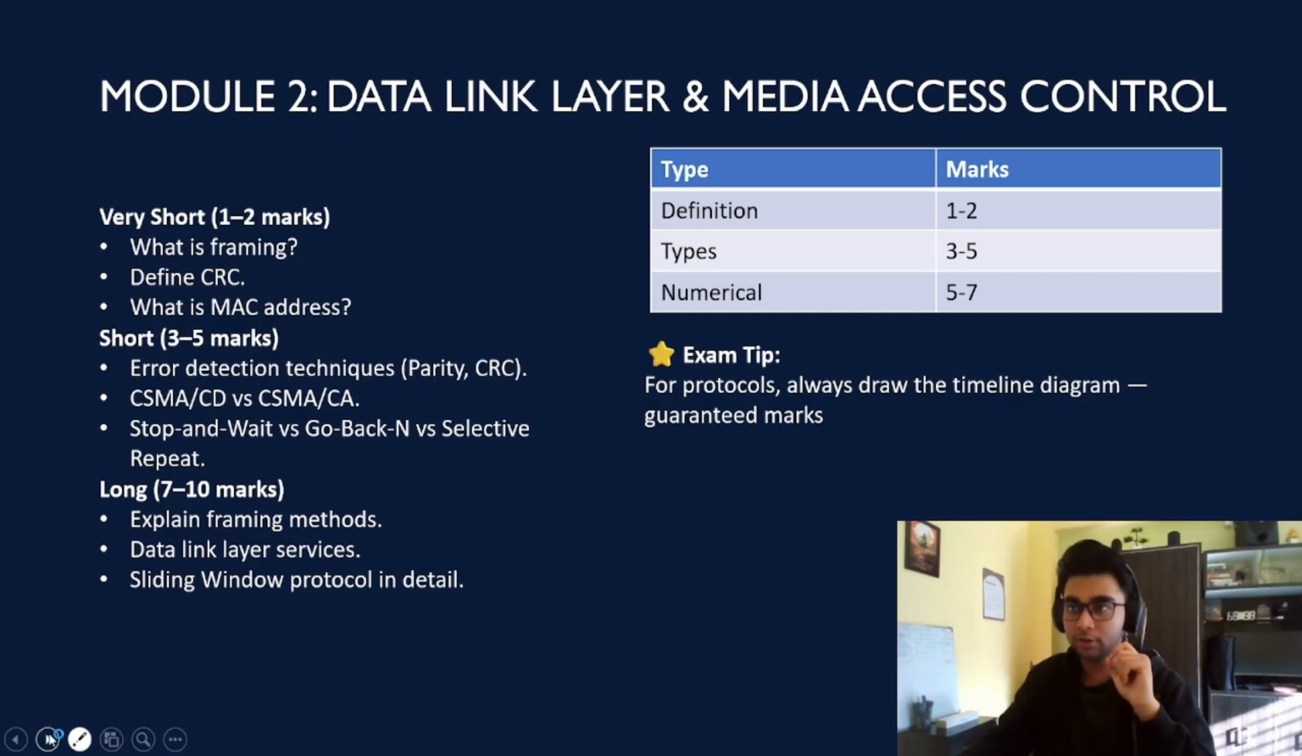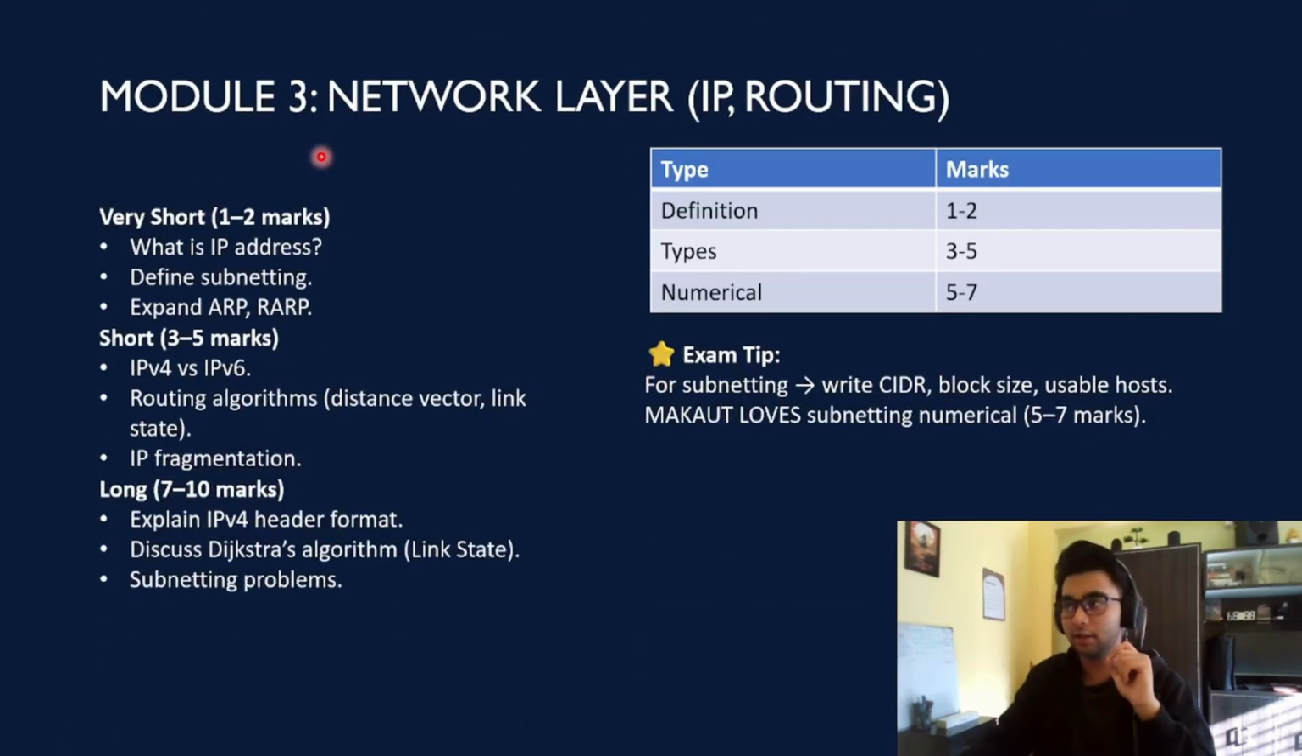Now let's move on to module 3, which is the network layer. Now, this is the most important layer, and high chances are that you would get a numerical, because for subnetting, MAKAUT loves giving numericals that are around 5 to 7 marks. Then, what is important is the definition of IP address, subnetting, expansion of ARP and RARP. Then, for short marks questions, you could get the difference between IPv4 and IPv6.